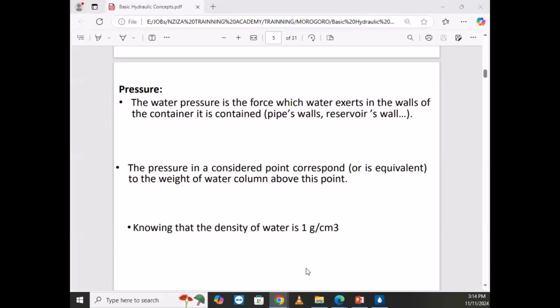Someone asked me about the density. I think it's you. Here they consider 1 gram per centimeter cube, knowing that the water that you are going to model, most of the time, has a density of 1.